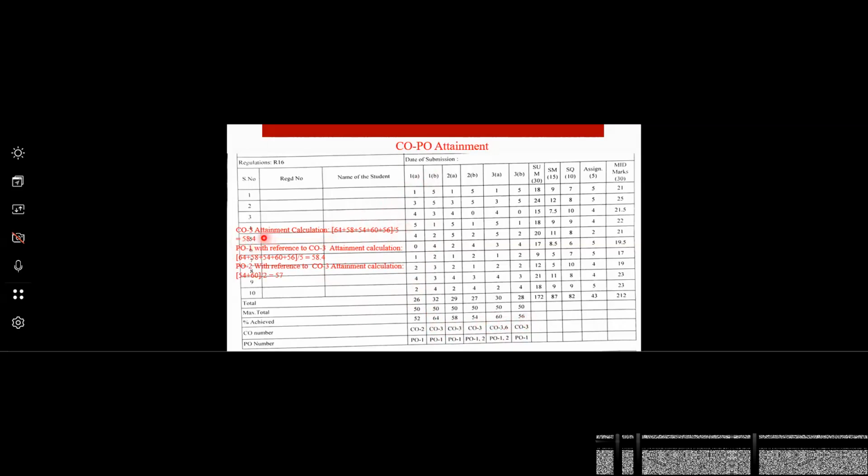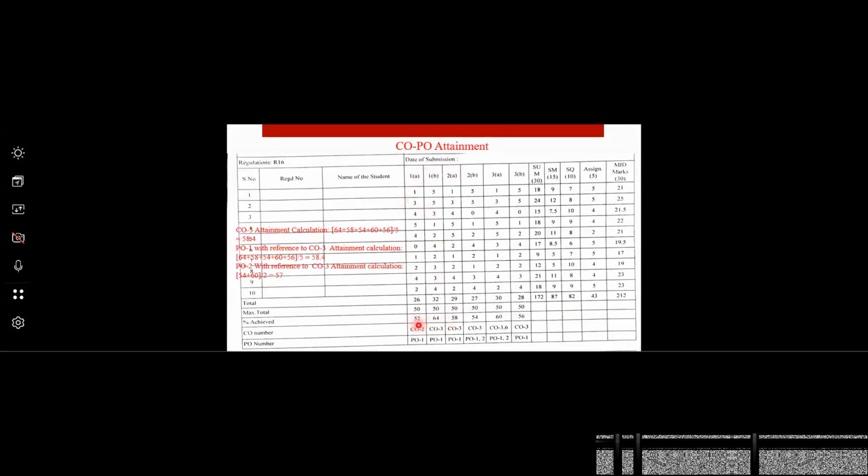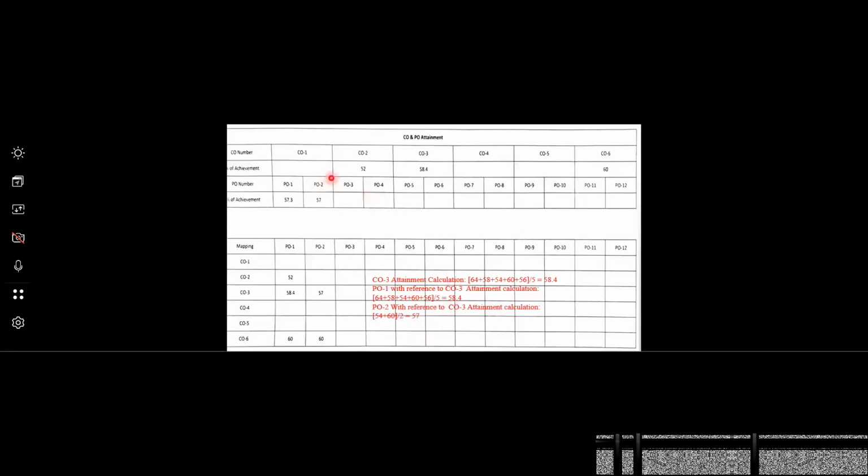Okay, go to the next slide, please. That is what I have shown here. CO3 attainment is 58.4%. CO2 attainment, go to the previous slide. The previous slide, you can see CO2 is there in only 1A. And what is the percentage? 52. Go to the next slide, please. So the CO2 attainment is 52.